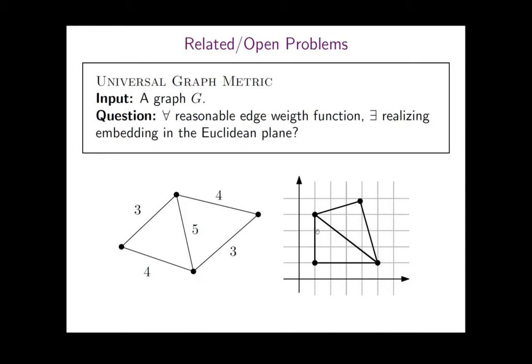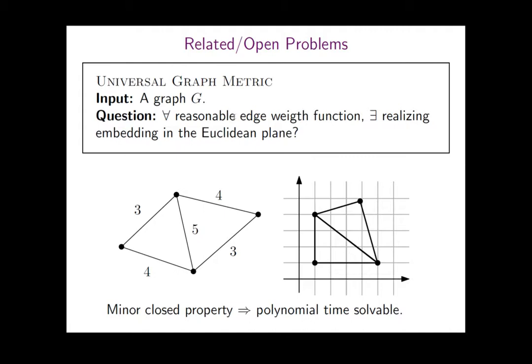So for certain this is hard, but is it still hard if we ask for realizability for any edge weights? Then you would think this is harder, but if you look at this problem, you can notice it's minor closed, and we know minor closed properties can be tested in polynomial time.